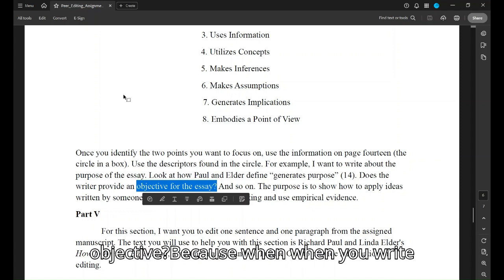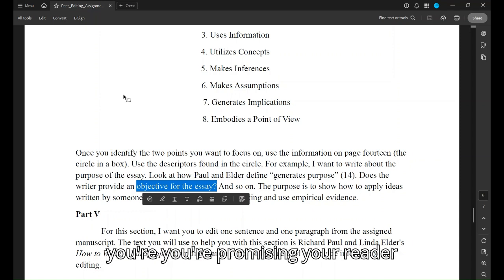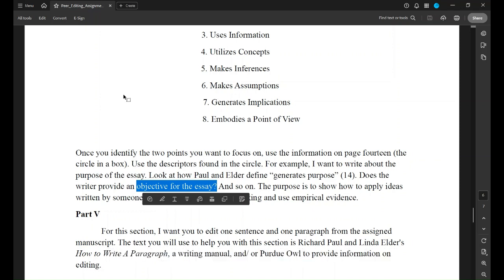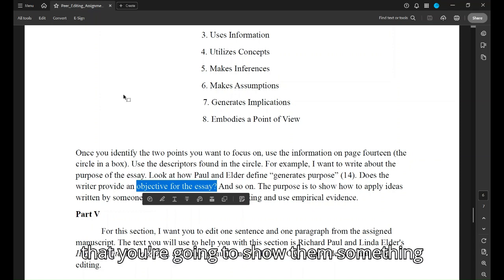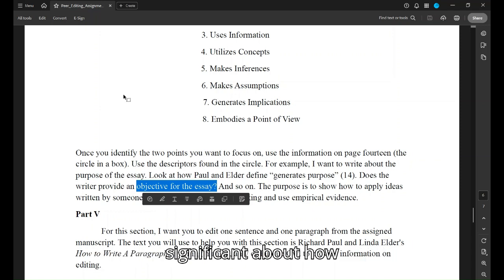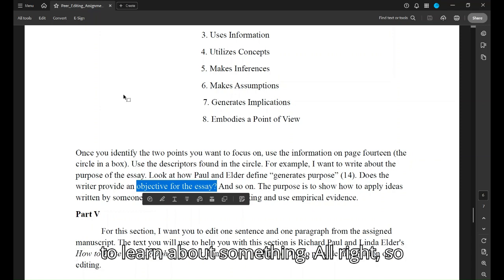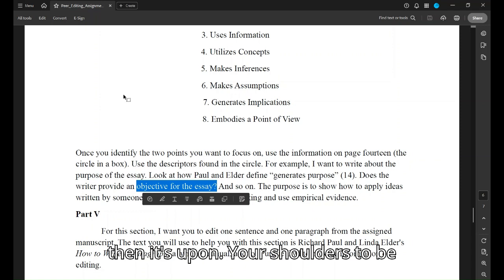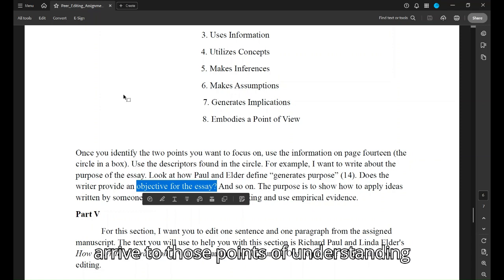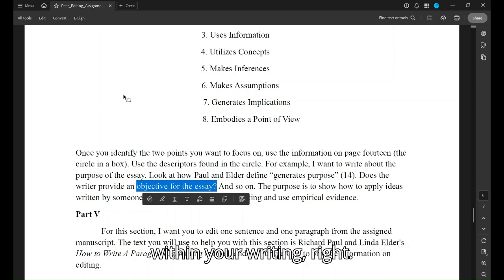Because when you write an essay, and especially the introduction, you're promising your reader that you're going to show them something significant about how you think about something or want them to learn about something. All right. So then it's upon your shoulders to be able to demonstrate how you arrive at those points of understanding within your writing. Right.